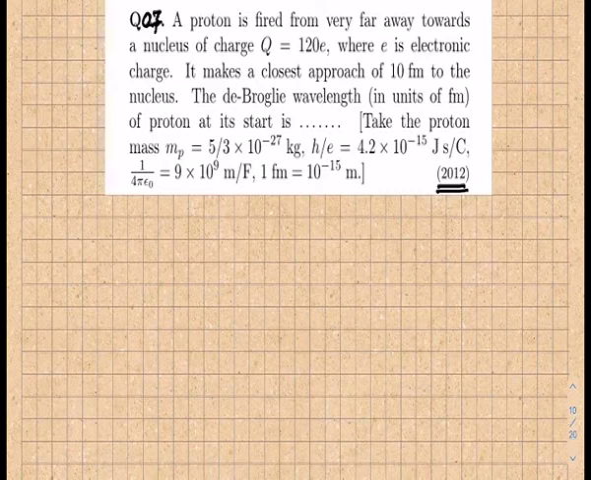A proton is fired from very far away towards a nucleus of charge capital Q equal to 120 E, where E is the electronic charge. It makes a closest approach of 10 femtometer to the nucleus. The de Broglie wavelength in the unit of femtometer of the proton at its start is what?